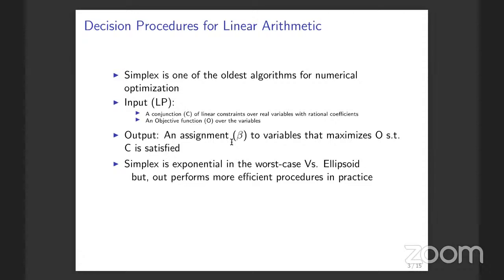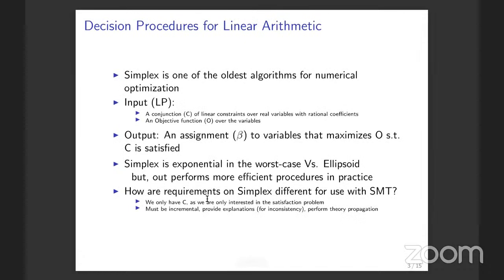One such thing is called ellipsoid, but the most practical implementations and most existing implementations, even for optimization, and certainly in SMT solvers, all use simplex procedures. Although its worst case complexity is worse than some of the other existing algorithms, simplex outperforms them in practice on average, and so therefore simplex is still used.